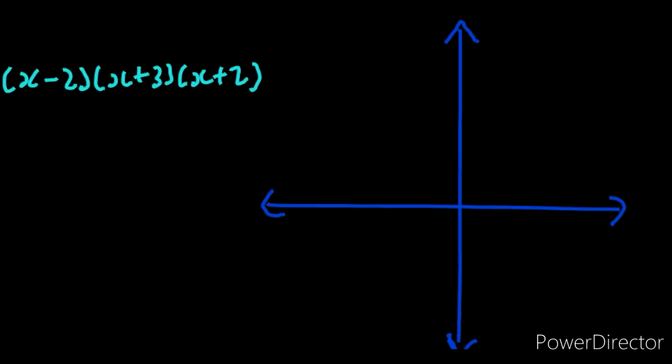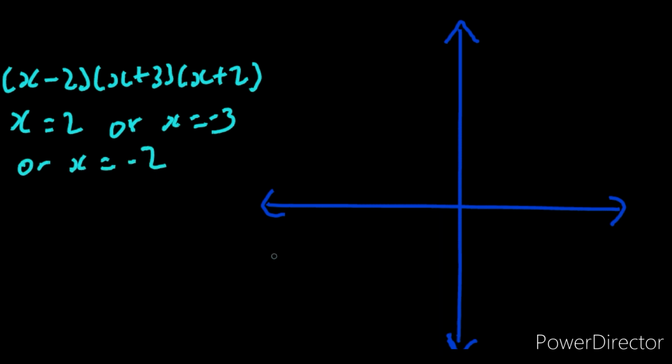So let's see how the graph will look. This was our factorized form. So our x-intercepts were at x is equal to 2, or x is equal to minus 3, or x is equal to negative 2. So these were our 3 x-intercepts. So we've got them at negative 3 and negative 2, and the other one we have at 2. So these are our x-intercepts.